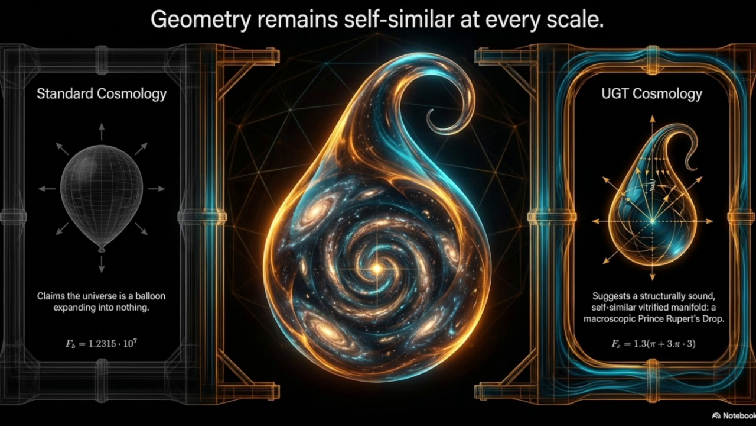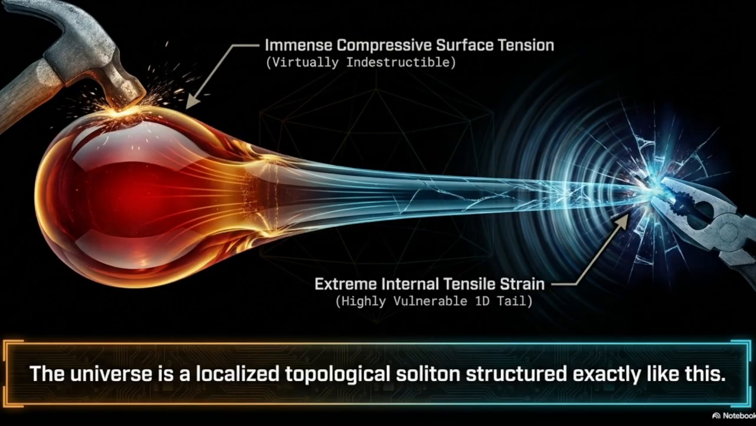Unified geometric theory suggests the universe is not an expanding balloon into nothingness, but a macroscopic topological soliton structured like a Prince Rupert's drop. Apologize if I pronounce the word incorrectly. It is soliton. The bulbous head is under enormous compression. The thin tail is under extreme tension. Break the tail and the entire structure catastrophically releases. The universe may behave similarly.